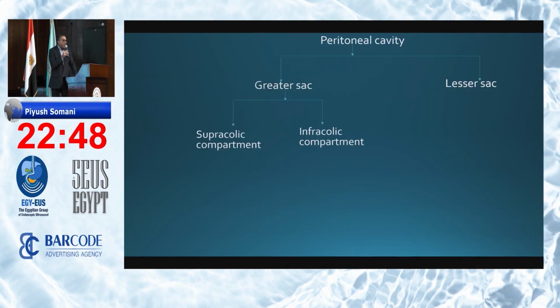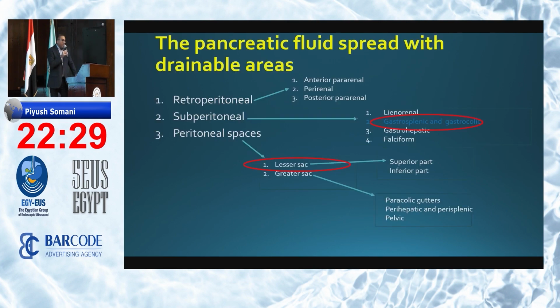If you look at it anatomically: peritoneal cavity, greater sac, supracolic, infracolic compartment. Sometimes we have big collections near the stomach, but going into the left paracolic gutter. In such cases, we need to do a combined procedure. Besides EUS, we need to do a percutaneous drainage also. So this is the way the whole pathway goes.